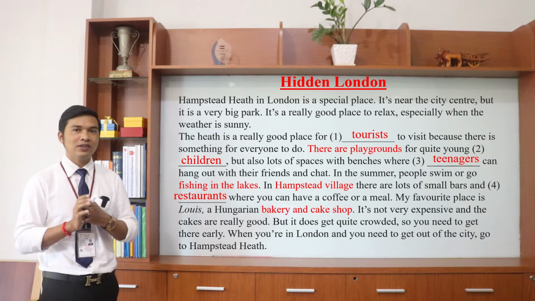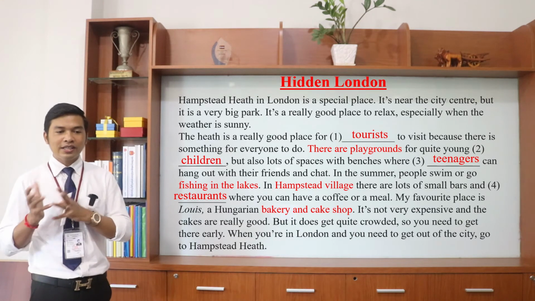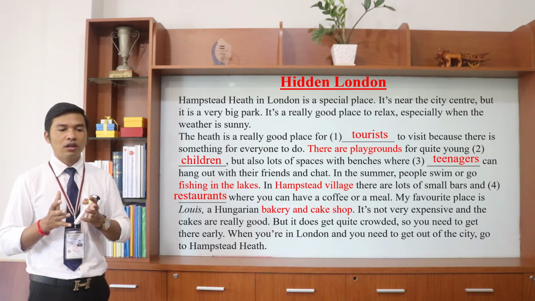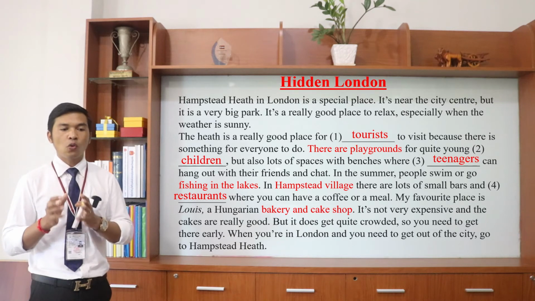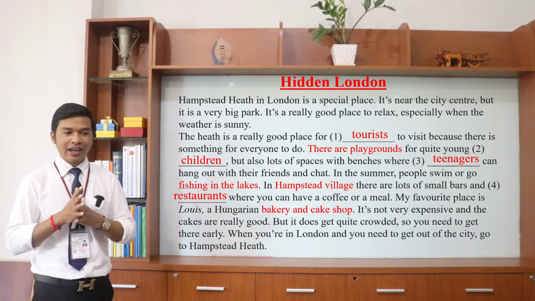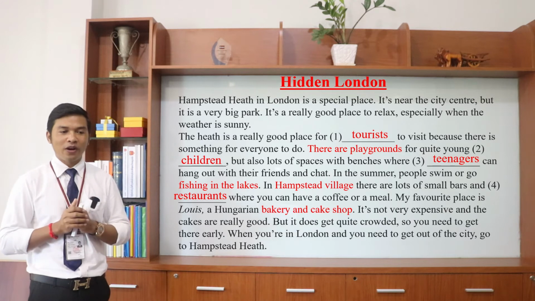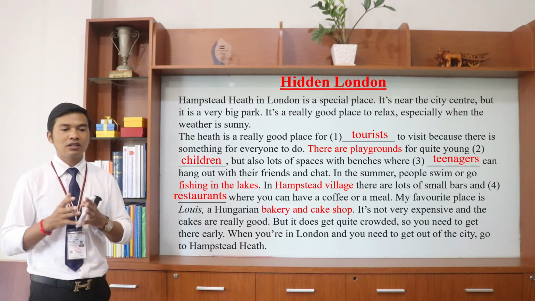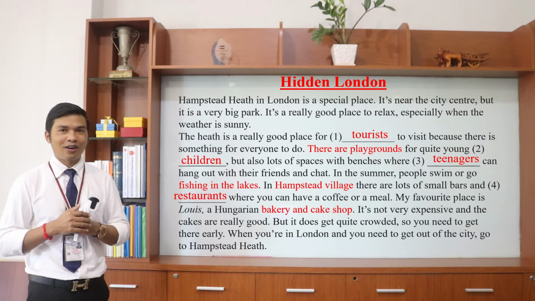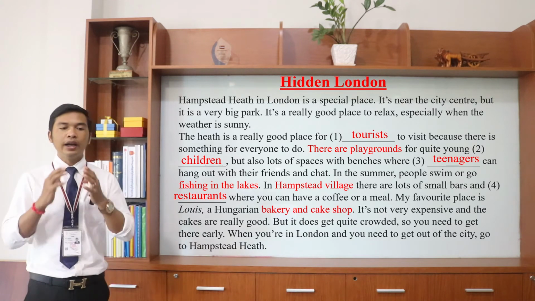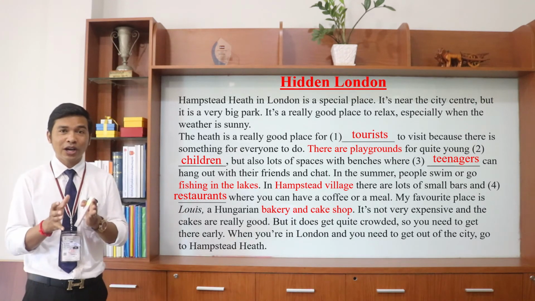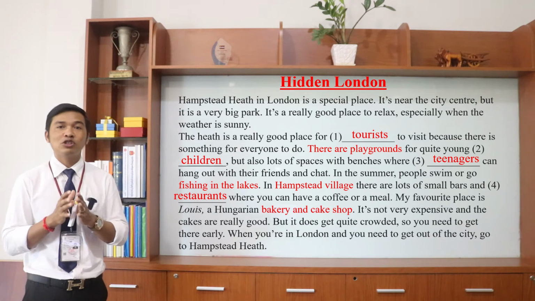So the correct answer is young children, right? Next, number 3, but also a lot of spaces with benches where teenagers can hang out with their friends and chat. And last one, Hampstead Village, there are a lot of small bars and restaurants. So that's it for exercise number 1. I hope you all get it so far with our reading and doing a very short exercise.